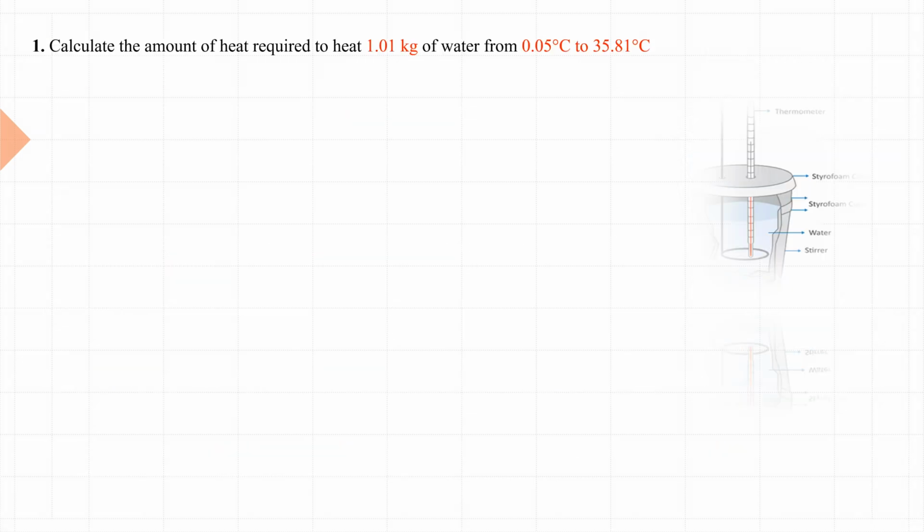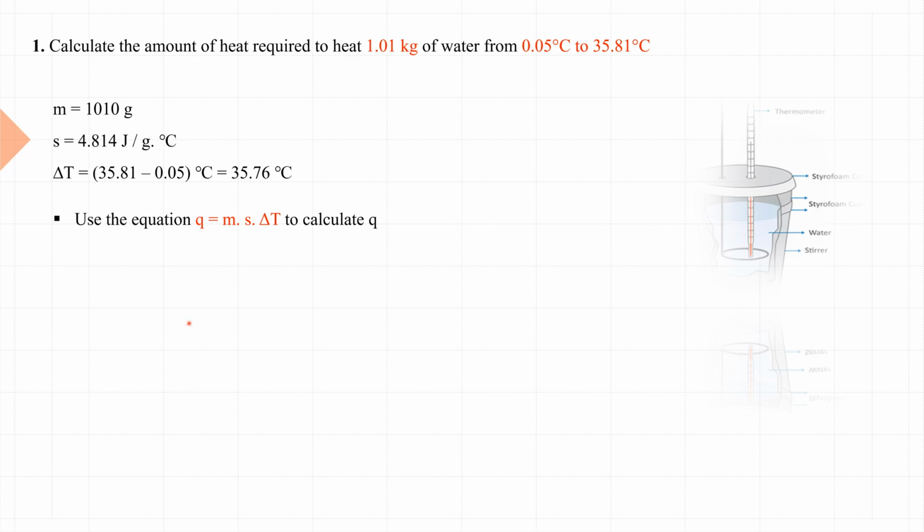Question number 1. Calculate the amount of heat required to heat 1.01 kilograms of water from 0.05 degrees Celsius to 35.81 degrees Celsius. First, let's define the values given in the question. Mass is 1.01 kilograms. If we multiply it by 1000, it converts into grams. That is 1010 grams. Specific heat of water. The substance is water here, so the water specific heat value, we know, is 4.184 joules per gram per degree Celsius.